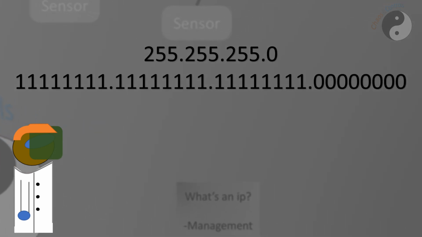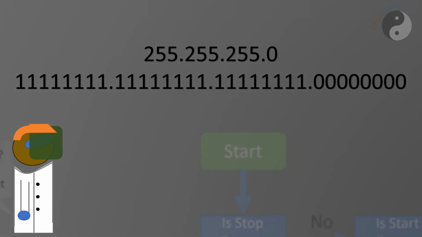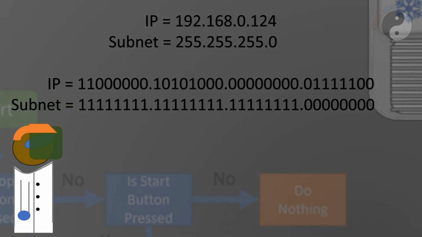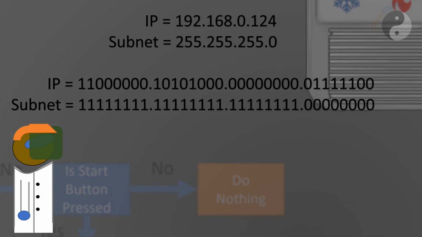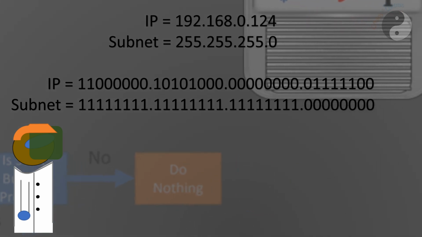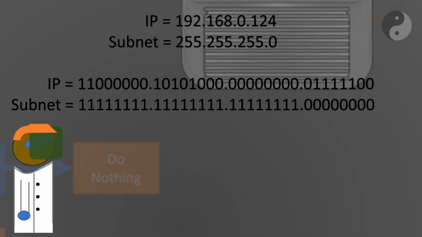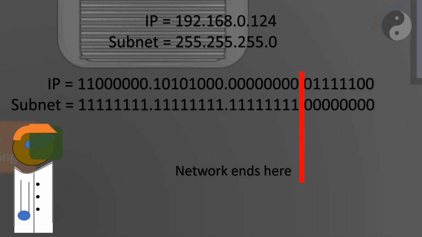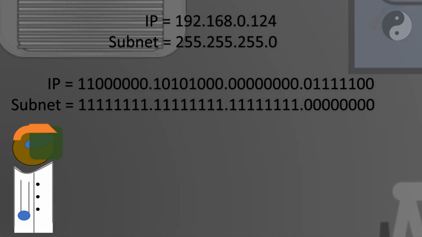Now, some of these numbers, hopefully all of them, are beginning to look familiar after some of the other videos, particularly 255, which expressed in binary is 8 ones. And we just said that 1 represents a part of the network. So, graphing this out here, what you can see is that my 192.168.0 are all a part of my network. And the last octet, this .0, all 8 of those zeros, are my individual device IDs.